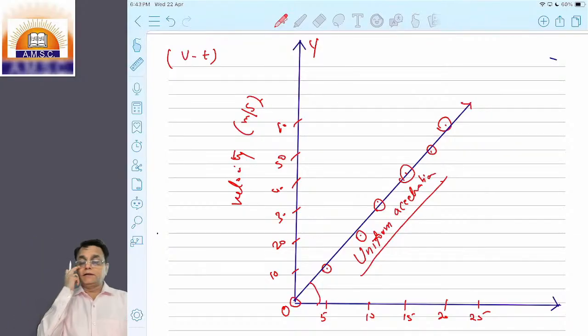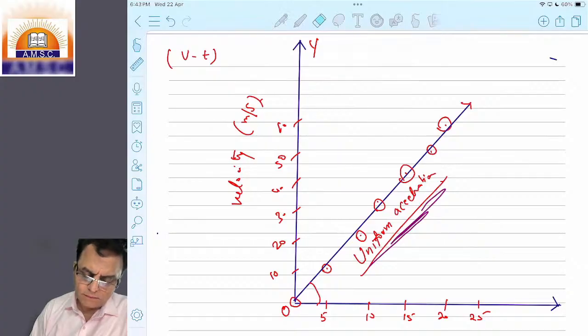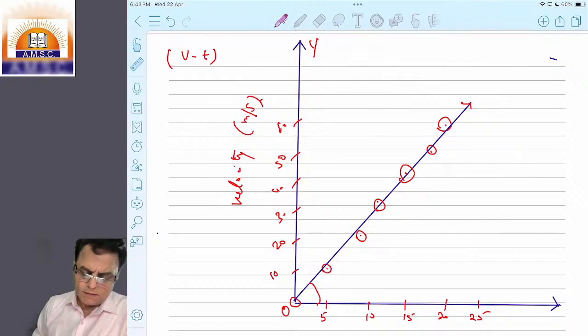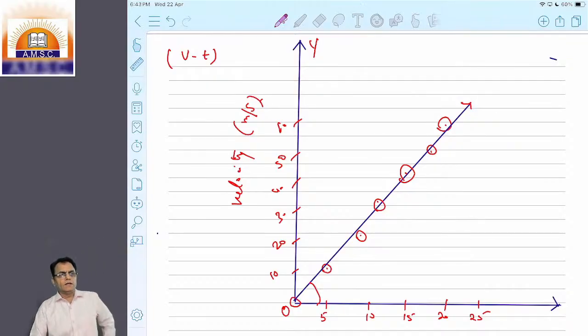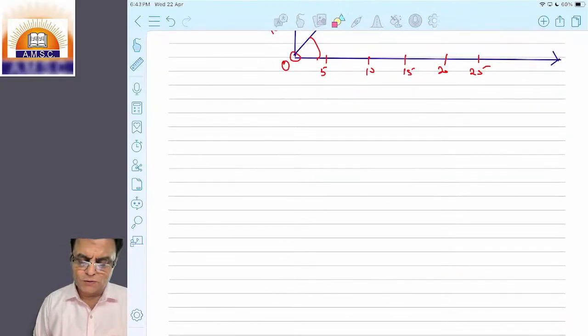Any doubt to anybody online right now? Please tell me. No, sir. This is about the uniform acceleration. Now, let us consider another case. Should I make it in the same graph? No, let's take it separately, because it is a slightly typical case.